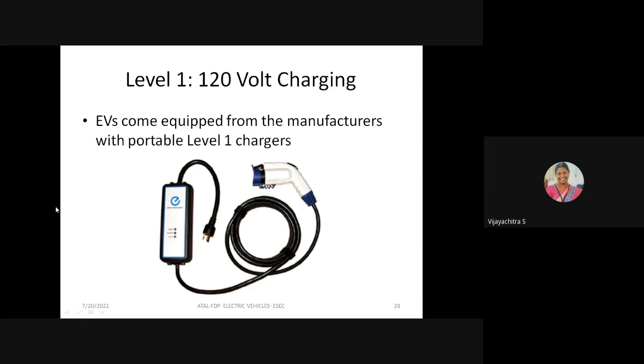So see, this is the charger. Certain manufacturers equip the portable level 1 charger. So this is the level 1 charger. Wherever we need to recharge, we can use the level 1 charger. This is the simplest level 1 charger, but it can be used only with low level voltage. So we can say that this is the slowest charging. But if it is at home level, since the capability of our electric vehicles is not so advanced, then we can use this level 1 charger for recharging.